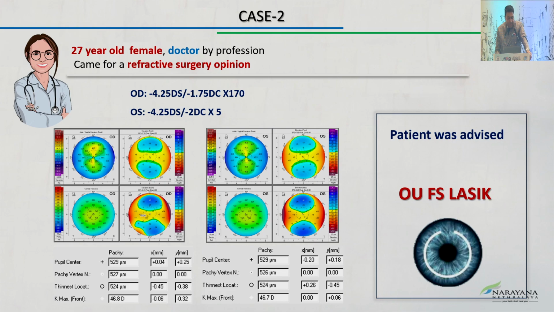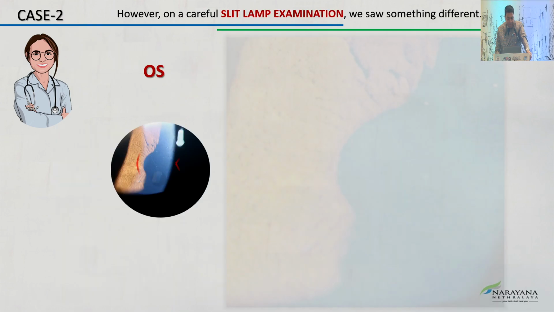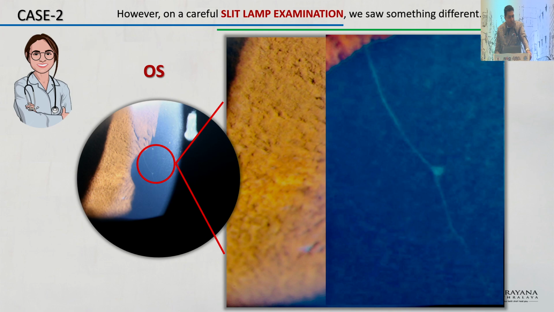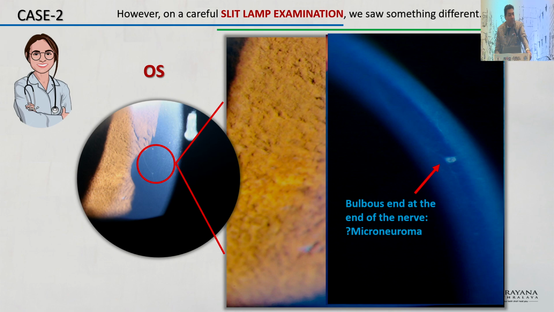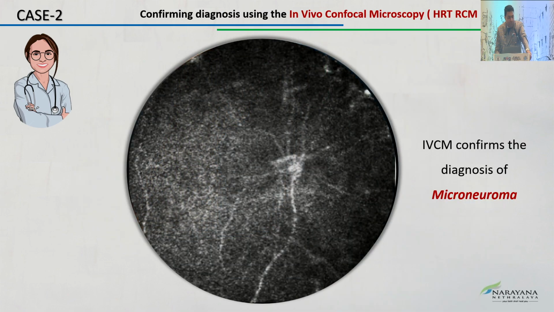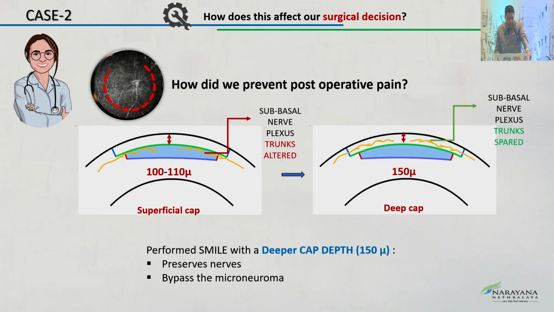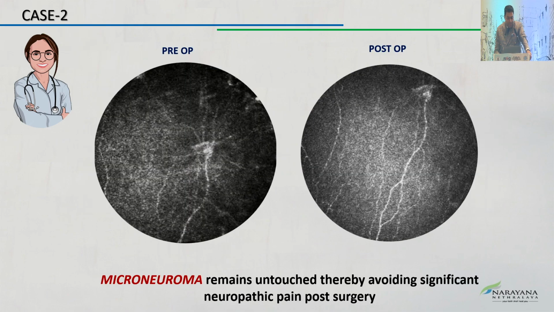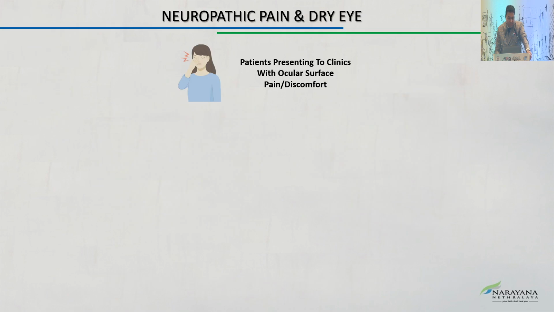And this is again a patient who was advised LASIK, but when you see closely, there are microneuromas. And if you do a LASIK and you damage those nerves, it's chronic neuropathic pain again for life. So what we did was, and this is a confocal microscopy of it, we went deeper. We went 150 microns in this patient. We can use the SMILE to change your cap depth, and you can see that the microneuroma still exists without disturbing it, without much changes on her ocular surface or her pain status.